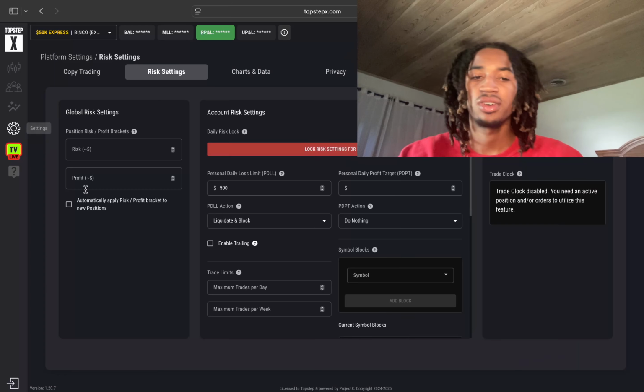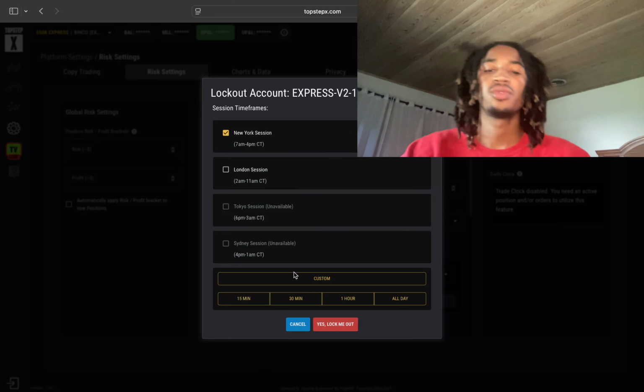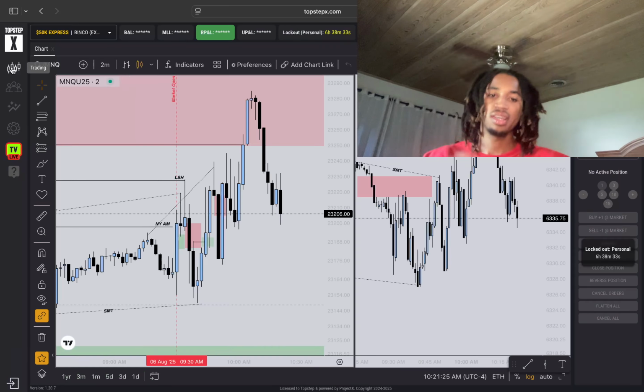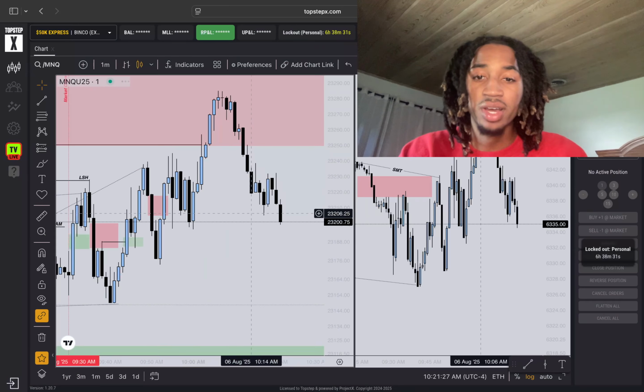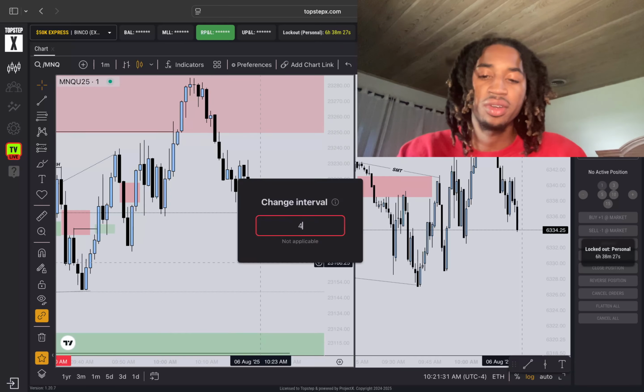Locking myself out on the day. That's what I should have done after I took my first W. That's what I'm going to start doing. It's just locking myself out, allowing the market to go without me. This is all a learning process, so I don't need to be in all of these trades. All these trades are just to be journaled and learned from.